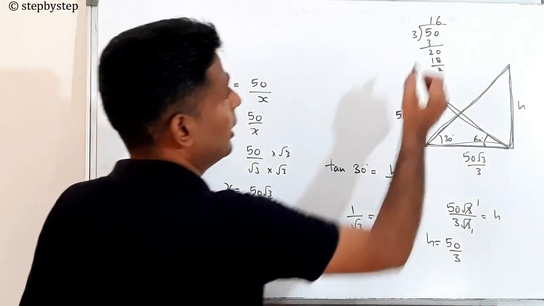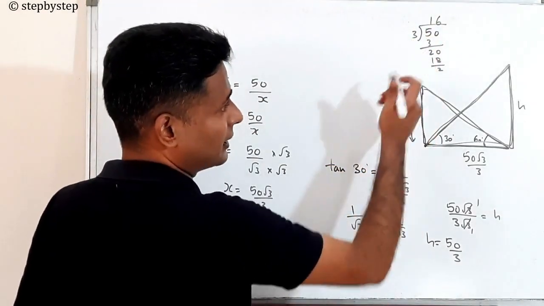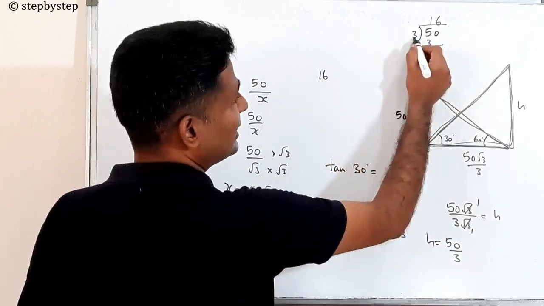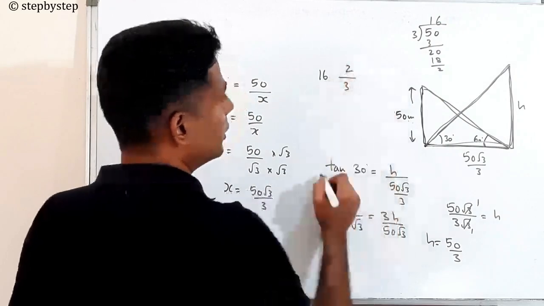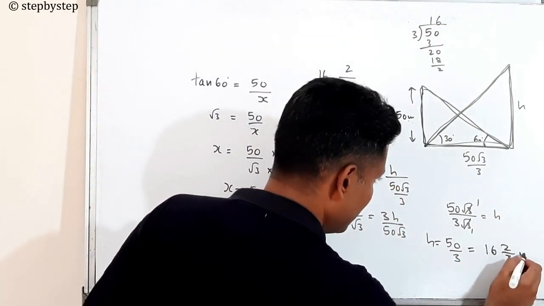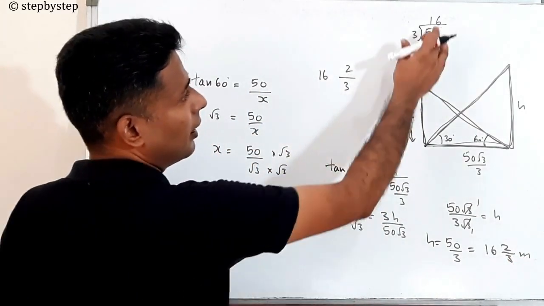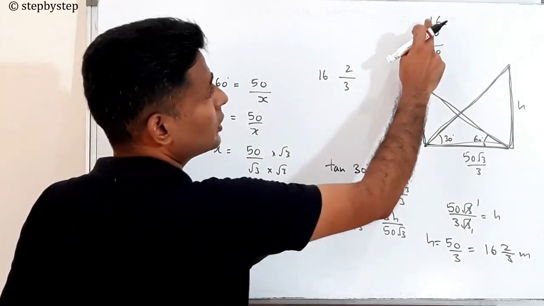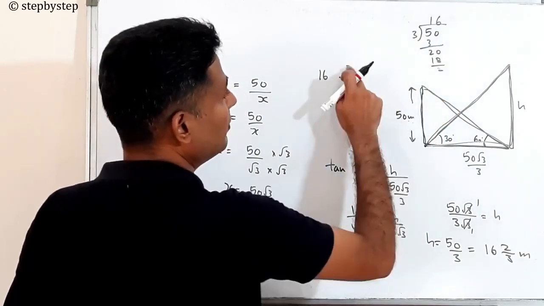Now how do we convert? Just move this anti-clockwise once. So 16 is here, it will come here, and 3 is here, it will come down, and this remainder will go up. So what do we get? 50 by 3 is 16, 2 by 3 meters. This is the final answer. I hope you have understood how I did this. You just have to move it anti-clockwise one step. So this 16 comes here, this 3 goes down, and this 2 comes up.